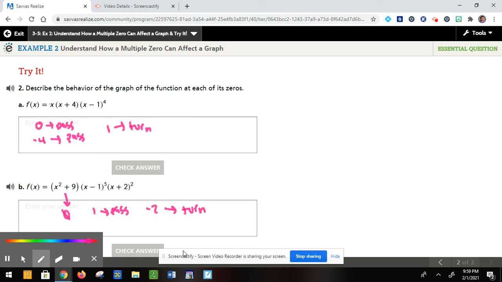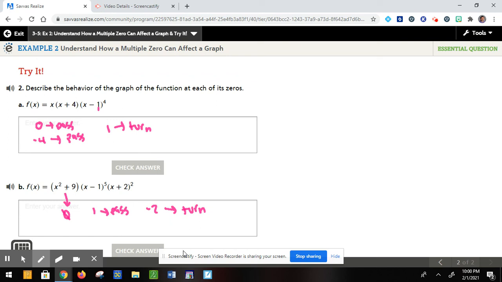All right, it is all based on the exponent on the factor that the zero came from. So for x, the zero is 0. There is no exponent, so it's like it's 1. 1 is odd, so it will pass through. For x plus 4, the zero is negative 4. Again, no exponent means the exponent is 1, which is odd, so it passes through. For a zero of 1, it comes from a factor that has an exponent of 4, which is even, so it's going to stop and turn around.